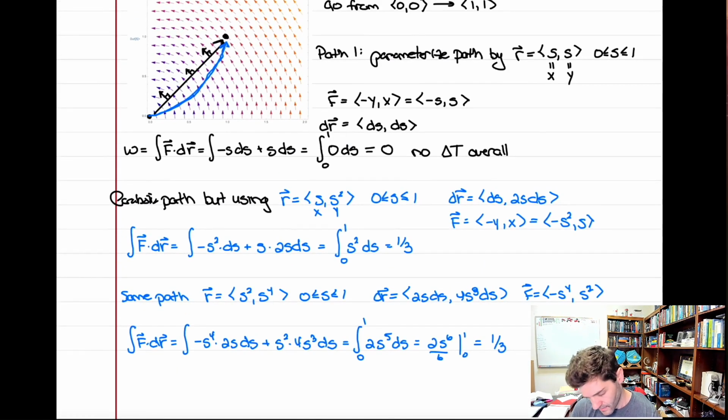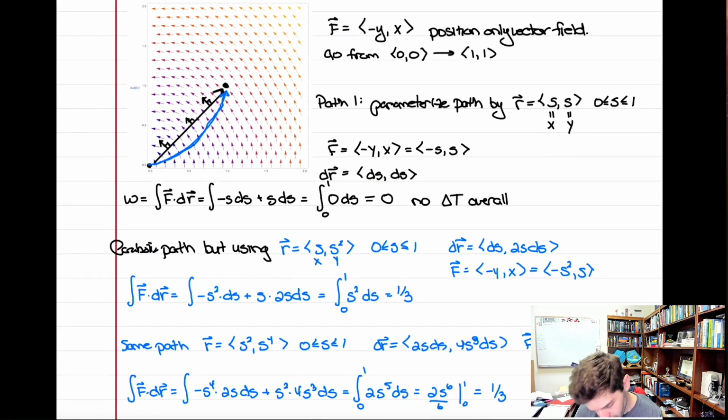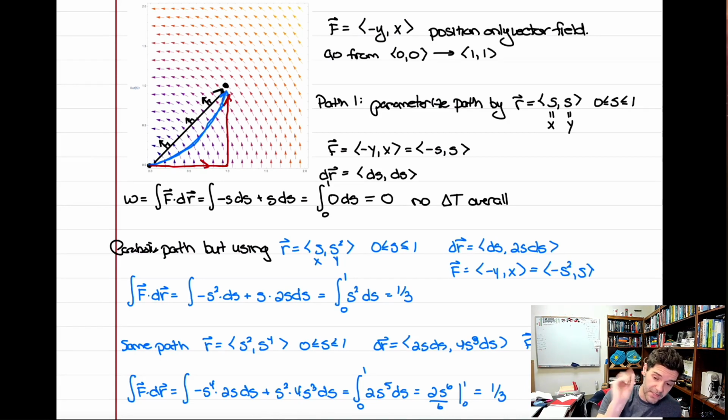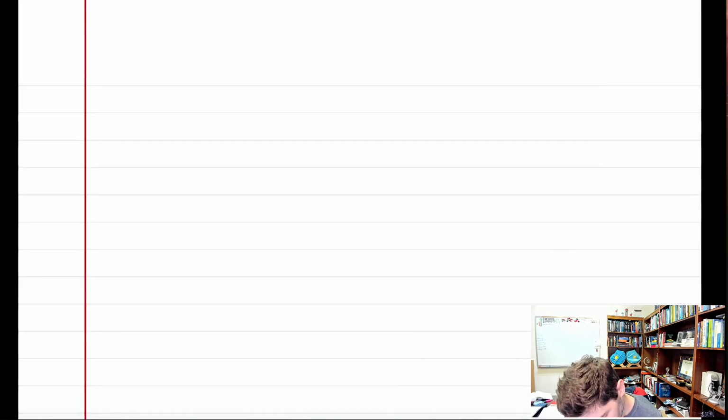All right. And last, let me do a path that goes in chunks. So let's do the path that starts here and goes out horizontally to 1, 0, and then goes up to 1, 1. Now, parameterizing this in terms of a single curve is going to be challenging, so I'll just do it in pieces. I'm out of room, so we'll just do it in steps.